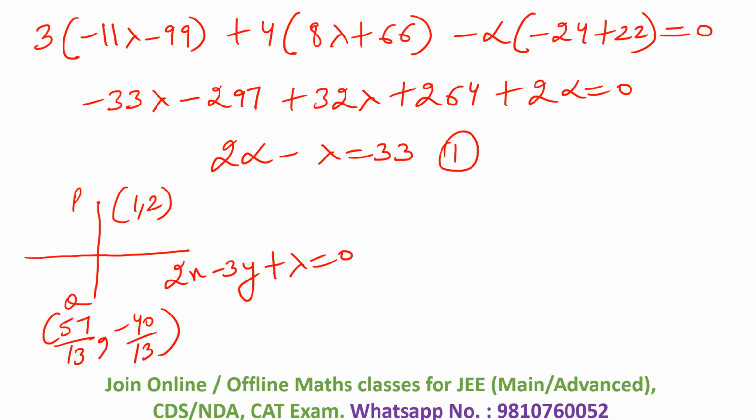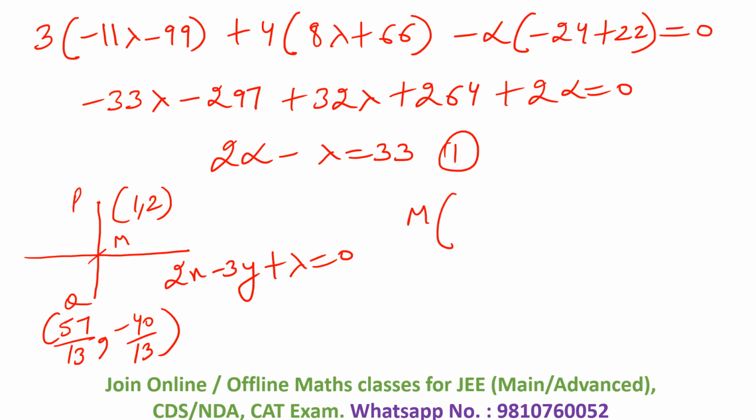So it's very much obvious that the points P and Q will be equidistant from the given line. So hence I can say the midpoint of PQ, which I am calling M, will lie on the line 2x minus 3y plus lambda equal to 0. Fine. That means the coordinates of M will satisfy the equation of the line. So let us calculate the coordinates of M.